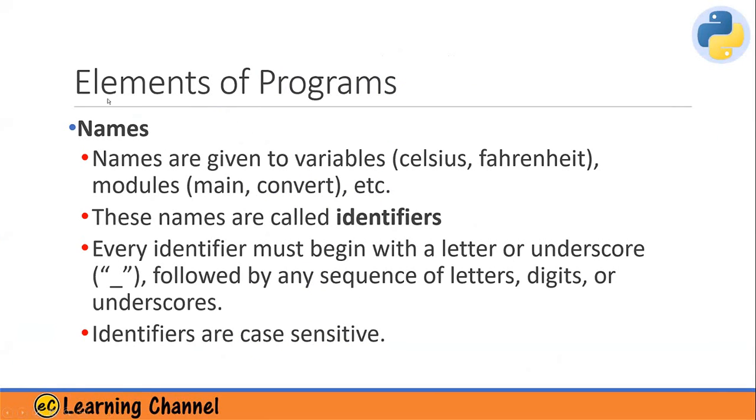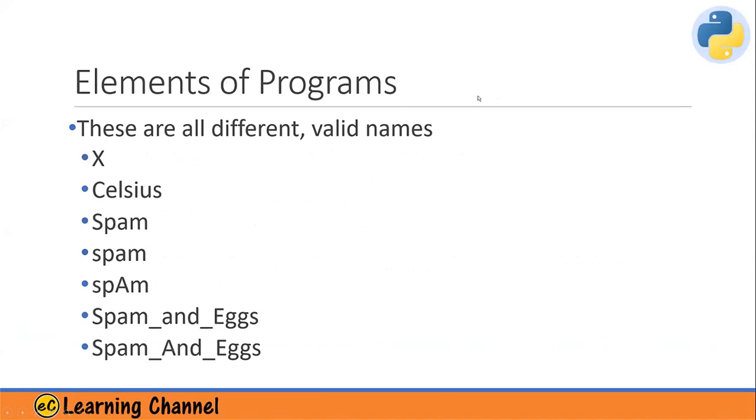Each variable has a name. Each function has a name. Those names are called identifiers. Every identifier must begin with a letter or underscore. You cannot start with a number. Identifiers are case sensitive, so uppercase CAT and lowercase CAT are different. These are all different and all valid.